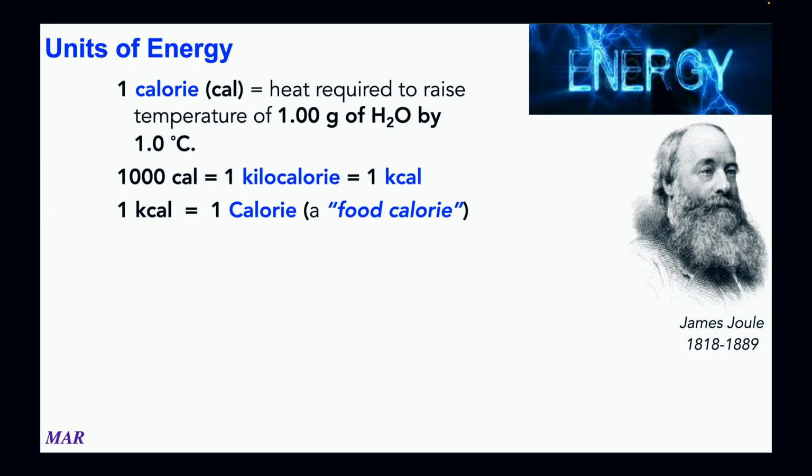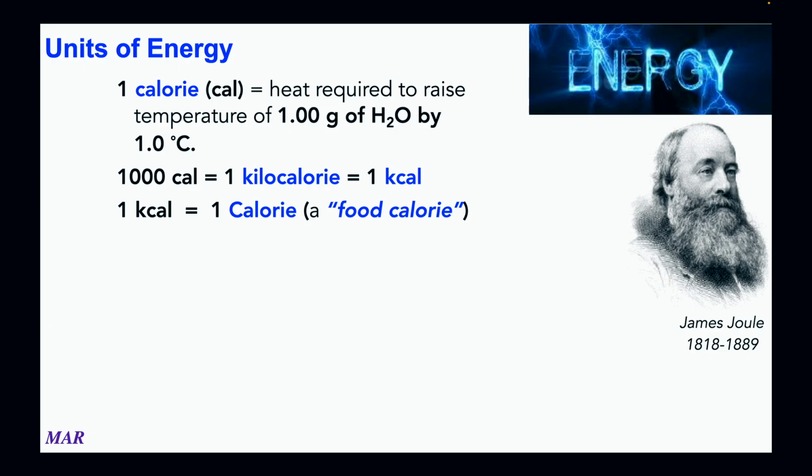1,000 of these calories is a kilocalorie. So just like 1,000 meters is a kilometer, 1,000 calories is a kilocalorie. And kilocalorie is usually abbreviated as kcal. And 1 kcal is equal to 1 calorie with a capital C. And sometimes people will call this a food calorie. So if you're used to reading labels when you go to the store for the calorie content of foods you buy, the calories they mention there are the kilocalories, the capital C calories.